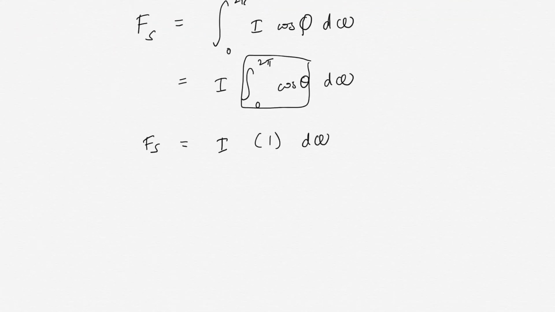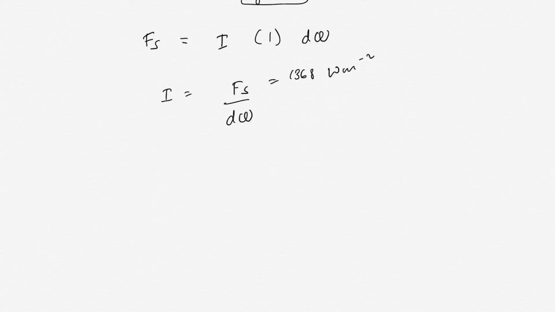Now we want to calculate the solar intensity, and we rearrange the equation to make I the subject, and that leaves us with this d omega, which we need to calculate. Now we have Fs, which is equal to 1,368 watts per meter square. Now we just need to calculate d omega. Now d omega is a fraction of the sky that is the sun, and we can estimate that by using the ratio of the radius of the sun and the distance that the sun is away from the Earth.